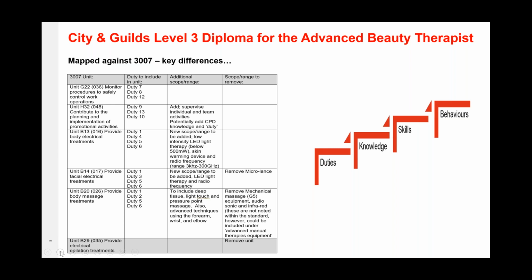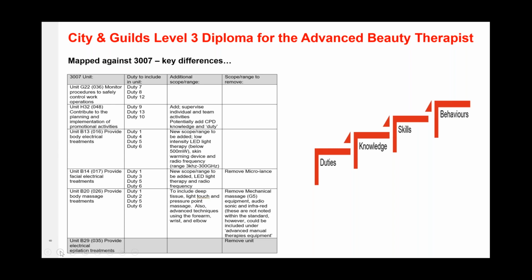Now, one of the key differences that you'll clearly be able to see here is the removal of the mandatory element of providing electrical epilation treatments. That's no longer in the new apprenticeship standard a mandatory component. So there are still health and safety type units, there are still contributing and planning to the promotional activities, there's some business management leadership type units and retailing that we'll tell you about in a few slides time.